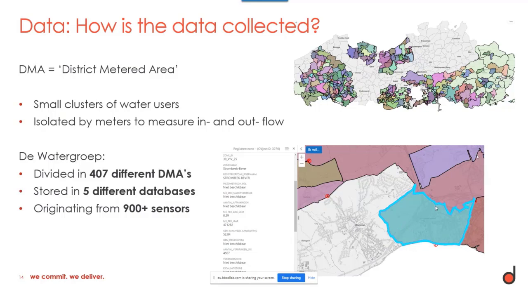One thing that is very important here is that it's a secluded whole. So it should always be isolated by meters to measure the full inflow and outflow of the DMA, because it's only by doing that that you can see how much water is being consumed in each area. For the water group, the entire region is divided into 407 different DMAs. They're stored in 5 different databases because of historical growth, and all the data originates from more than 900 sensors.